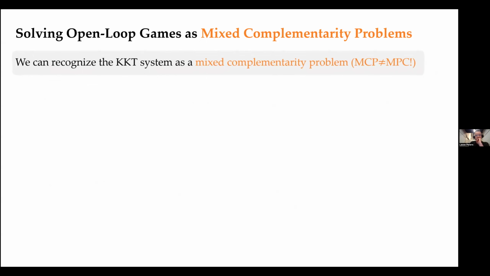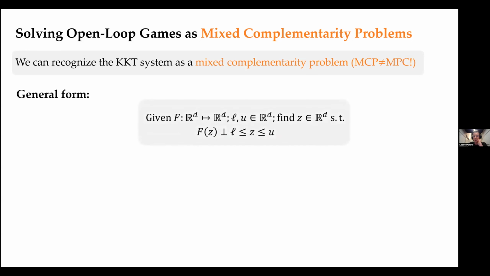Now, the bridge that we can make here to mixed complementarity problems is that we can recognize this KKT system exactly as a mixed complementarity problem, which I will abbreviate as MCP in these slides, and is often done so in the literature, and that's different from MPC. So that's an important clarification here. So MCP stands for mixed complementarity problem, and because I assume that you don't know that framework, I will quickly give you an overview of its general form.